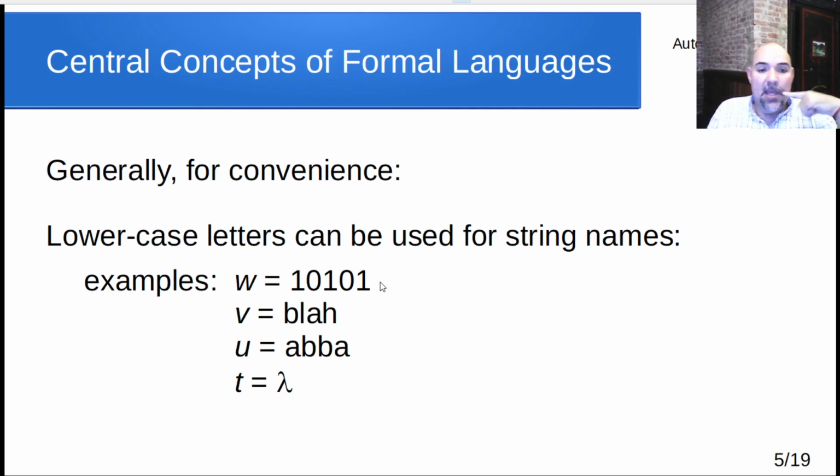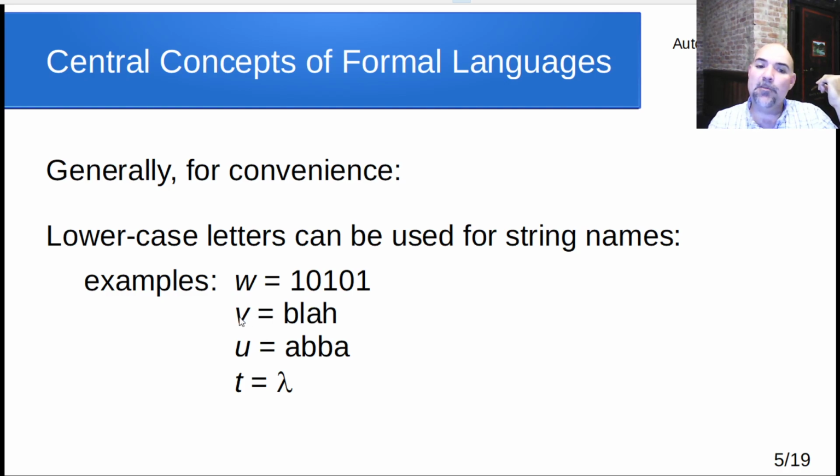Okay. Now, for convenience, we can use lowercase letters as kind of names for strings. And notice that we're doing that here, like W equals. So W itself is not a string. You can think of that kind of like a variable or a name that represents some string. In this case, we could define it specifically as 10101, or V as blah, or U as ABBA, or T as lambda. These are all strings that we're defining or assigning to a particular name, or assigning a name to. And that is done for convenience, so we don't have to write these out multiple times.